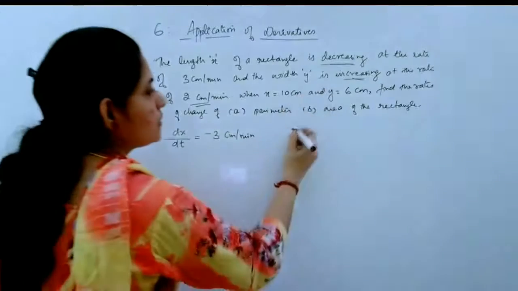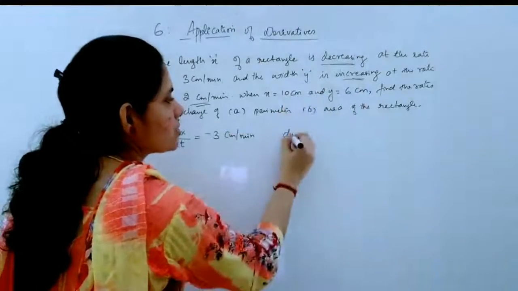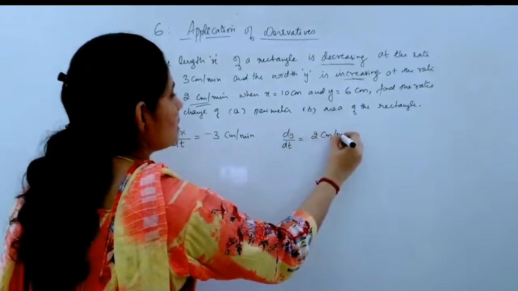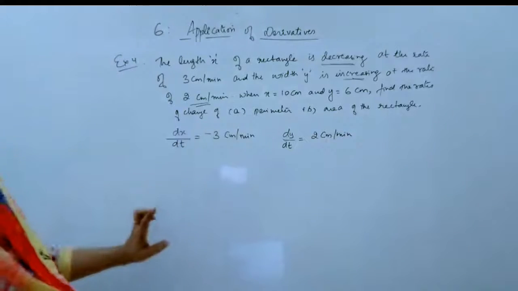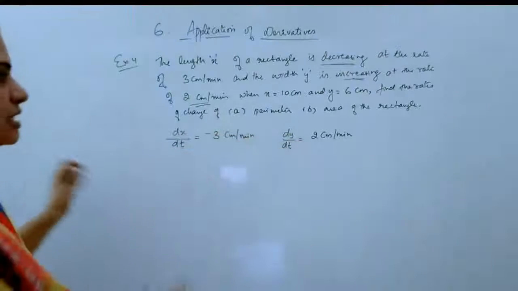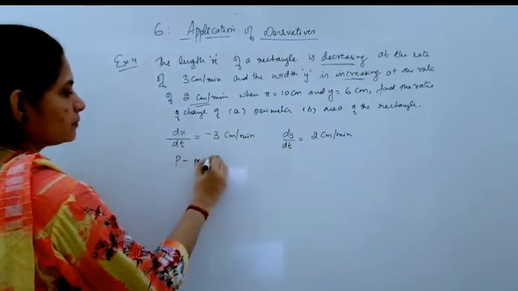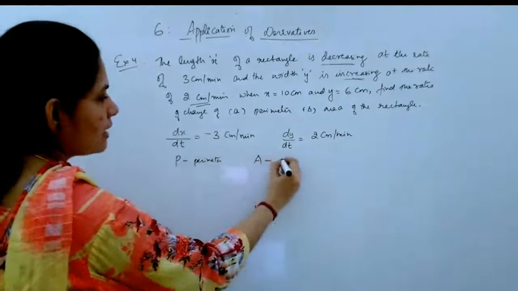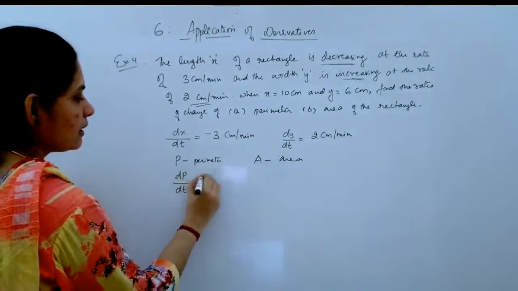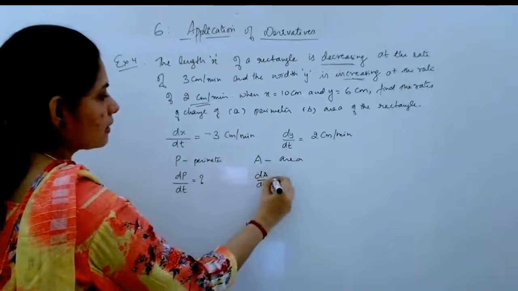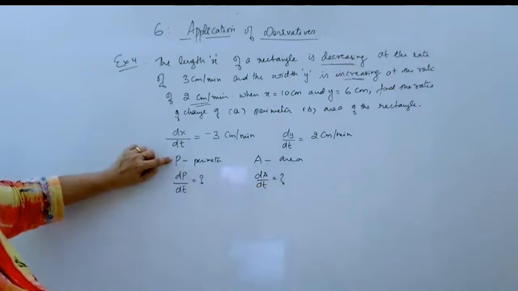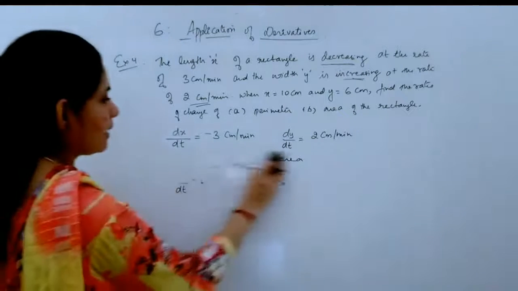Okay, and width, which is increasing, has been taken as y, so it is dy by dt, which is increasing, so it is to be taken as positive. So 2 centimeter per minute will be your dy by dt. Now what we need is, we have to find the rate of change of perimeter and area. That means if P is the perimeter and A is the area of the rectangle, then you have to find out what is dP by dt and dA by dt, right?